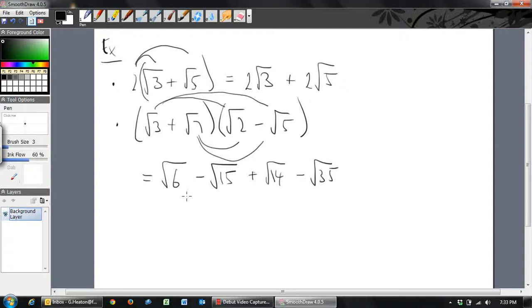Just before we move on and say that's the answer, let's check. Are there any factors of 6 that are perfect squares? No. Any factors of 15? No. No perfect squares going into that. No perfect squares going into 14, it's only got 2 and 7. And 35, no, there's no perfect square, so that is our final answer. And that's how you expand brackets.